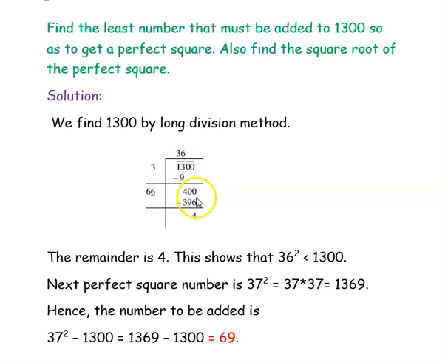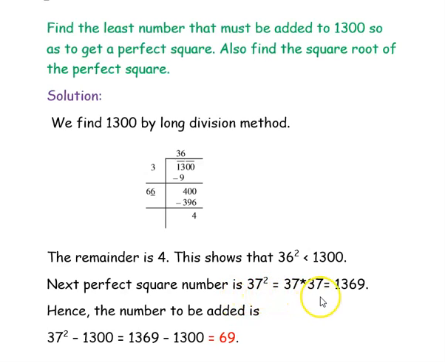Next I am bringing down 0, 0 here. Then I have doubled this quotient, so it will become 6. So now 66 into 6 is 396. So 400 minus 396 is 4. So the remainder is 4. This shows that 36 square is less than 1300. The next perfect square number is 37 squared.